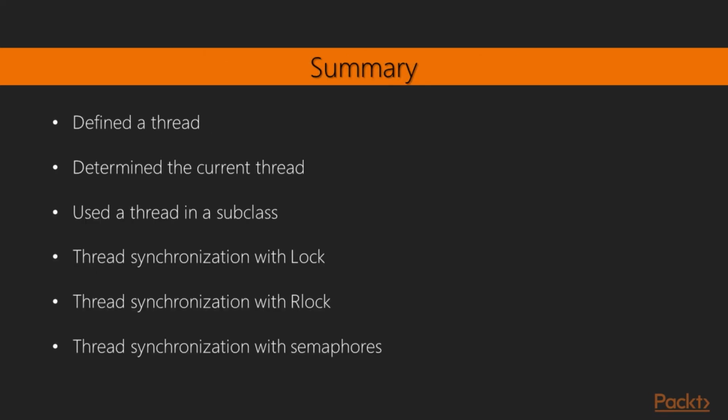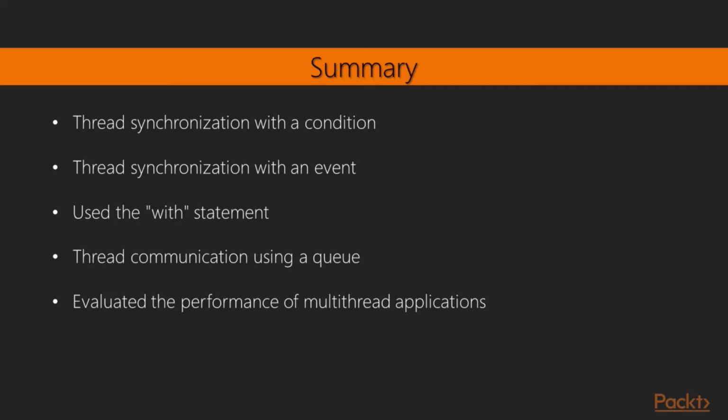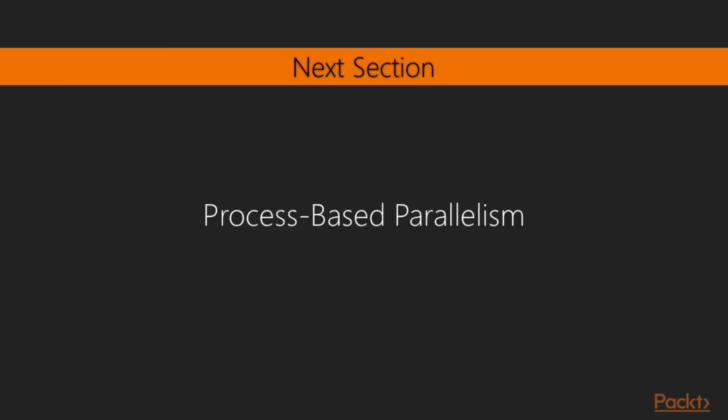In this section, we have seen the use of the Python threading module, followed by how we can define and determine a thread. We then saw the use of a thread in a subclass. Later, we carried out the thread synchronization with lock, rlock, semaphores, condition, and events. Further, we saw the use of the with statement and carried out thread communication with queue. In the end, we saw how to evaluate the performance of multi-thread applications. In the next section, we'll see process-based parallelism.